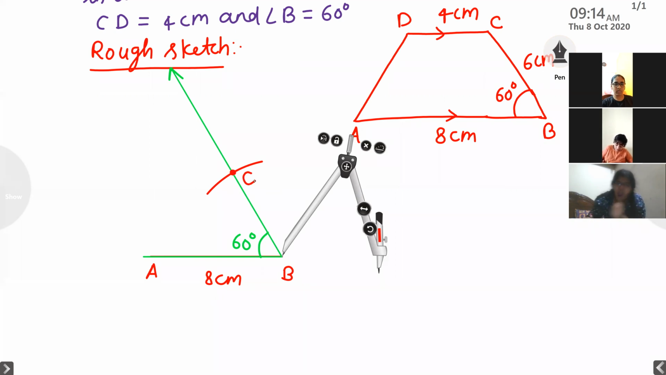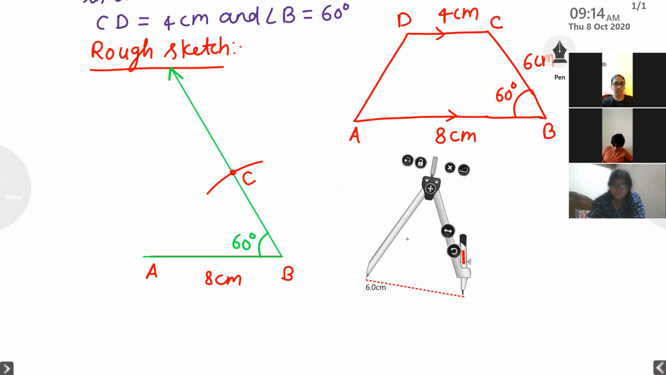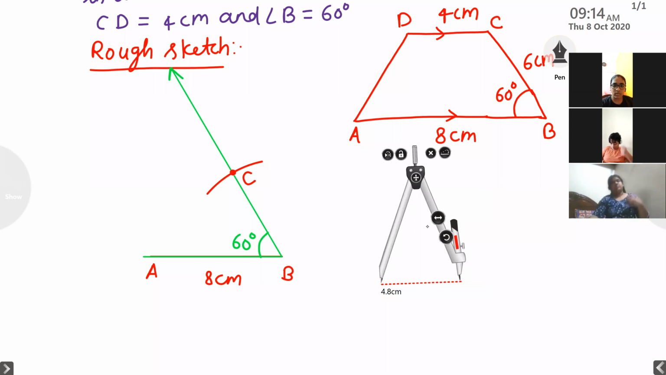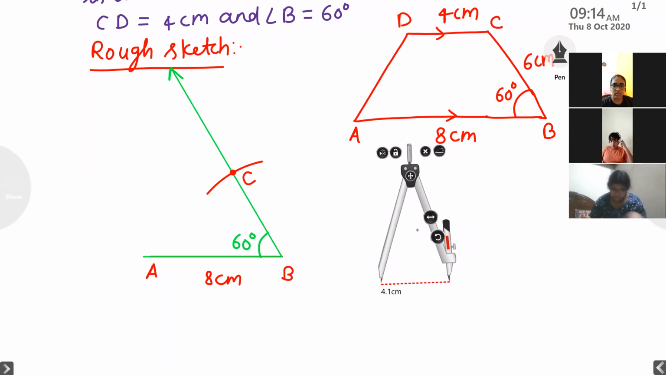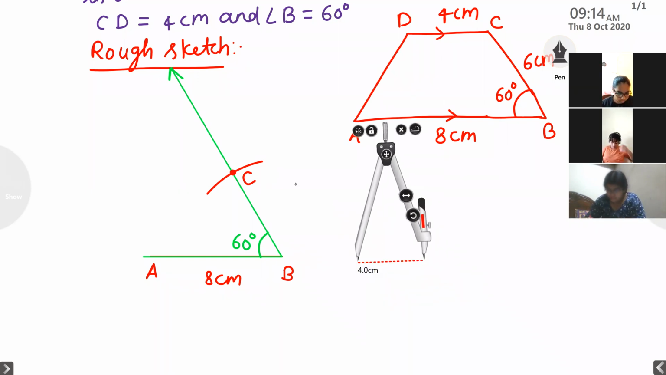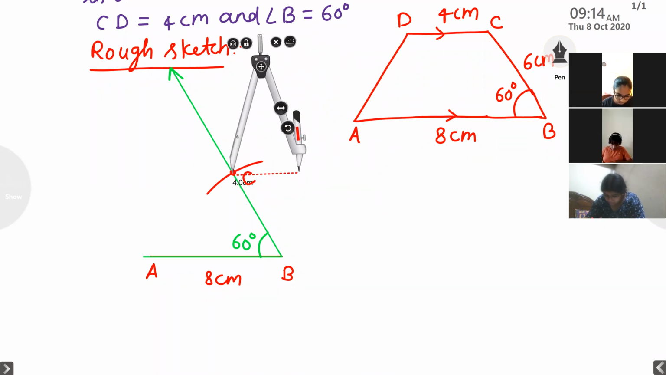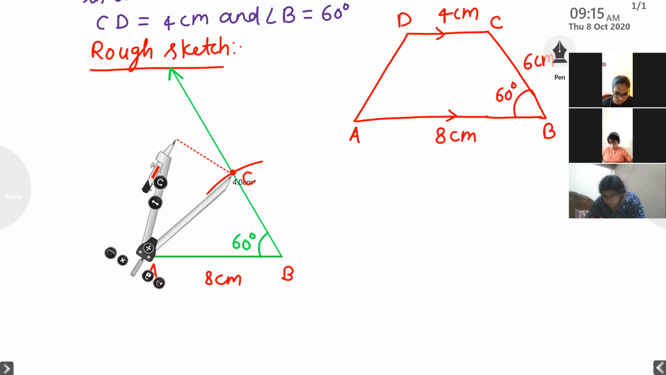Again, take C as a center, draw an arc of radius 4 centimeter because CD length they have given 4 centimeter.